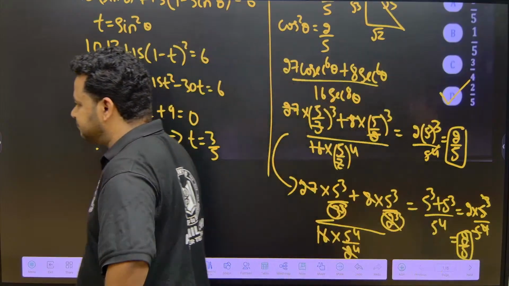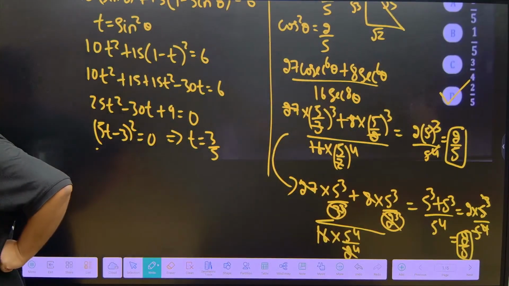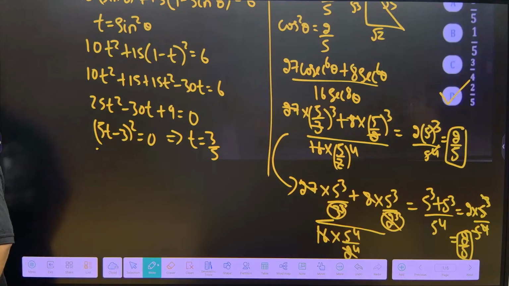Clear now, Rhythm? Rhythm Singular, is it clear now? Understood? Got it? Why it is 2 by 5? Last step, did you understand? Clear? Why it gets cancelled? Did you understand? Kindly respond.